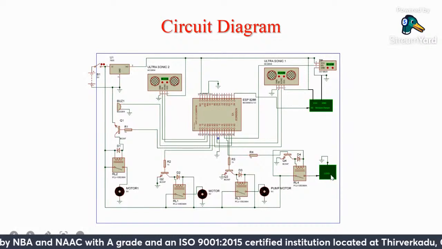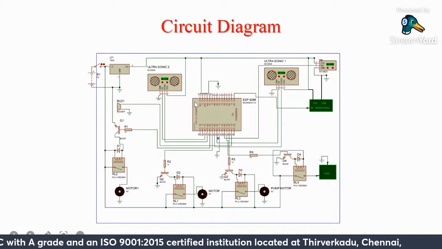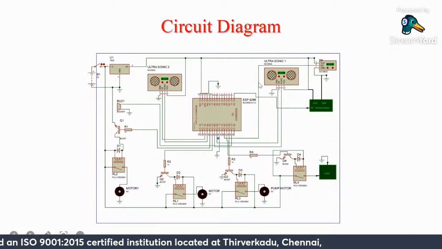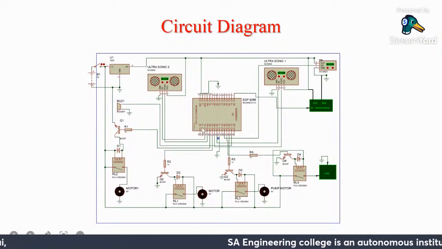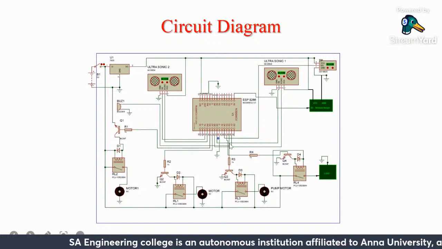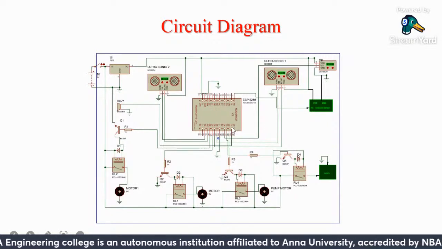And next is the common load control. Using ultrasonic sensor one, we get input to this NodeMCU, and we control the AC loads accordingly. Sorry, I missed one. This one is the buzzer which raises an alarm. I connected this buzzer to the D1 pin of the NodeMCU.